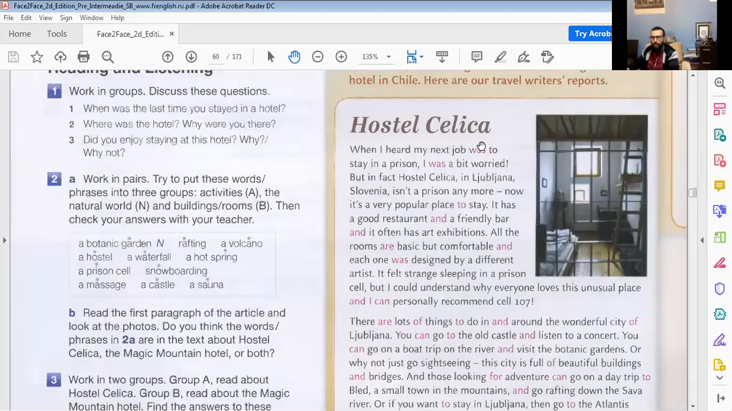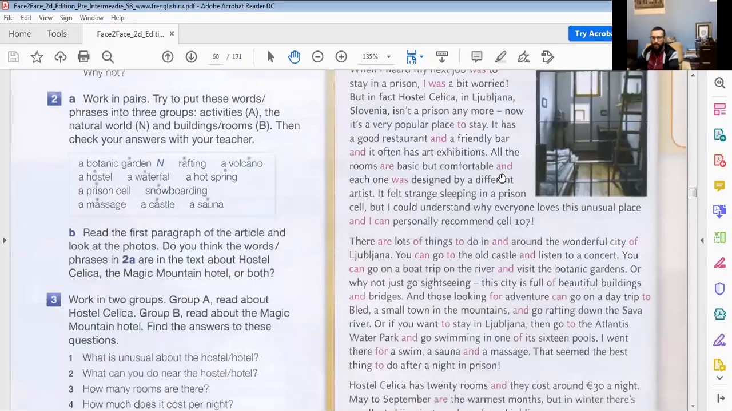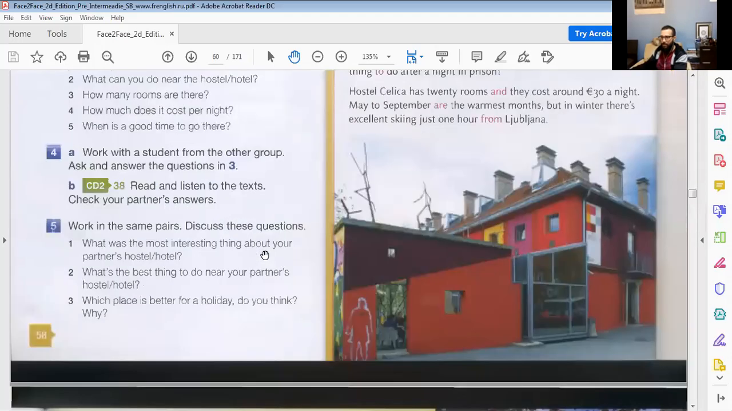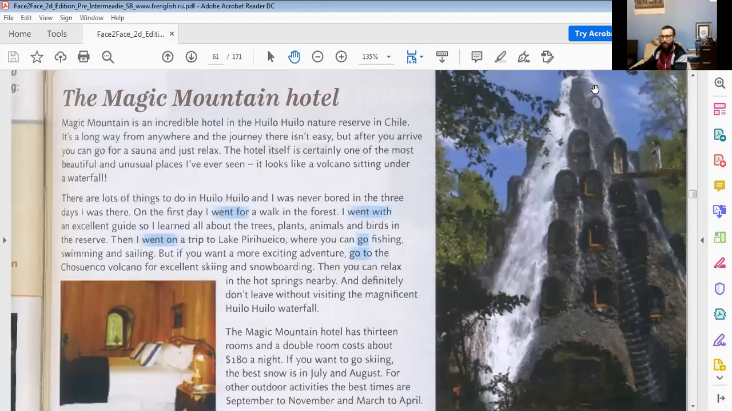The unusual thing about the first hostel was that it was previously a prison. So this was the idea. The hostel is based on an old prison, and each room was decorated by a different artist. So this is what's interesting about this hostel.